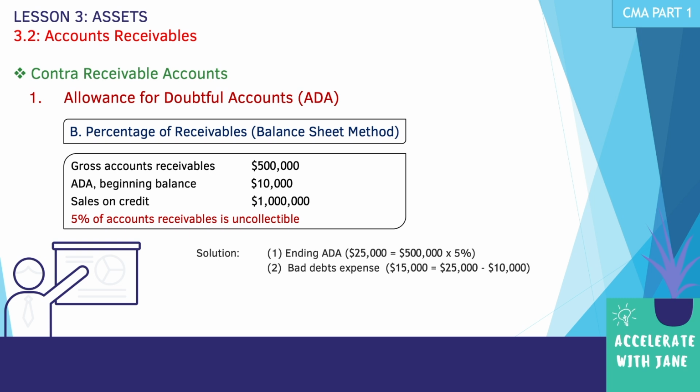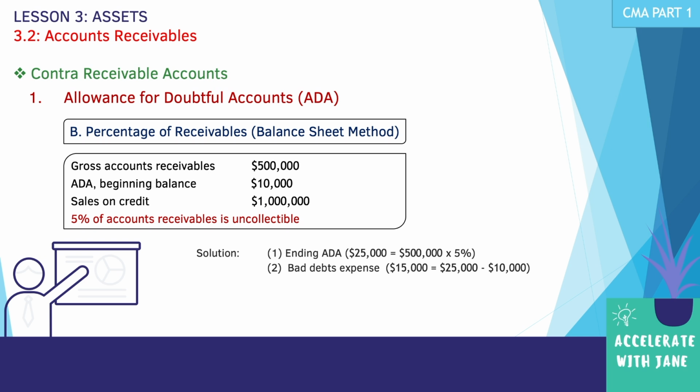So this is as opposed to the first method or first approach wherein when we compute 2% of sales, what we get is actually the bad debt expense for the period. Here, it's different. When we compute 5% of accounts receivable, what we get is the ending balance of the allowance. So now what we do in order to get the bad debt expense, we need to squeeze the amount by simply deducting the beginning balance of the ADA from the computed ending balance of the ADA.